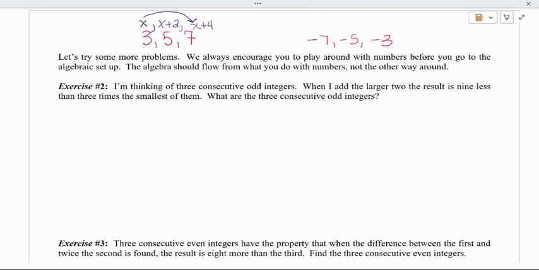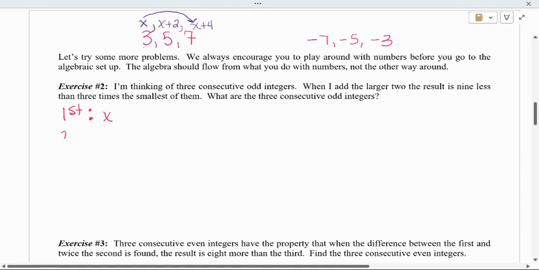Thank you. Okay. So we have 3 consecutive odd integers. So we have to define our variables, which is kind of what we wrote at the top. So here's how I always define my variables. I'm going to say that my first integer is x. So my second integer is x plus 2.